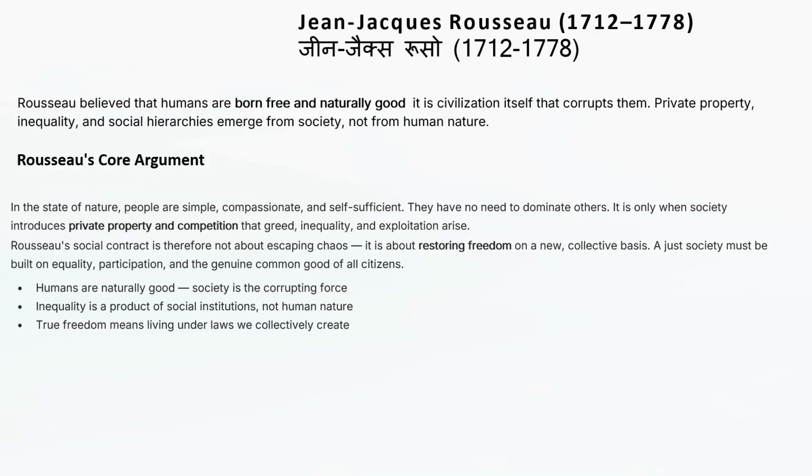Then we come to the third Western political philosopher and social contractualist thinker, Jean-Jacques Rousseau. Rousseau had a different perspective from Hobbes and Locke. He believed that humans were naturally good and peaceful in the state of nature. According to Rousseau, social inequalities developed when private property and social institutions emerged. The social contract, according to him, was meant to create a society based on equality and collective decision making.